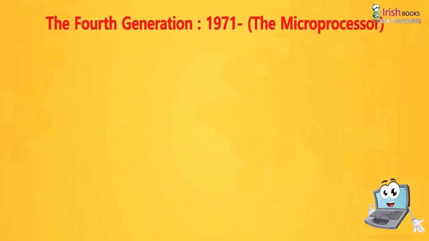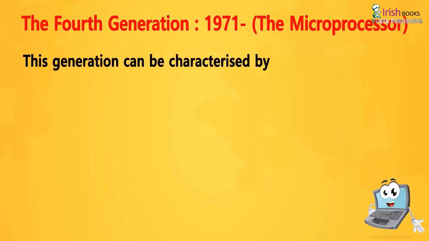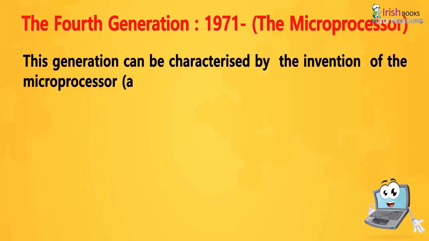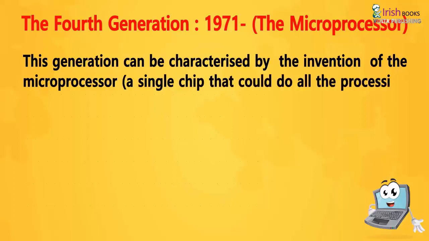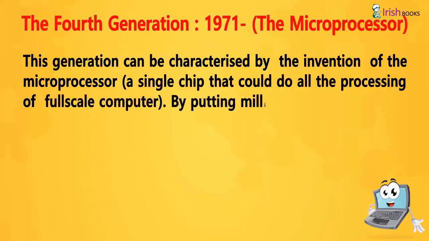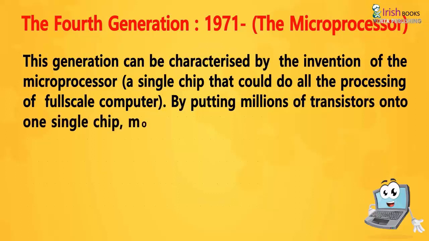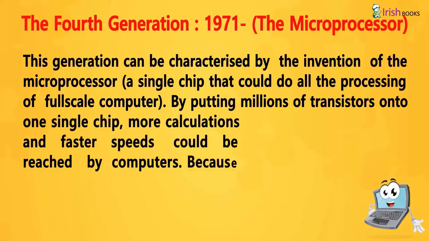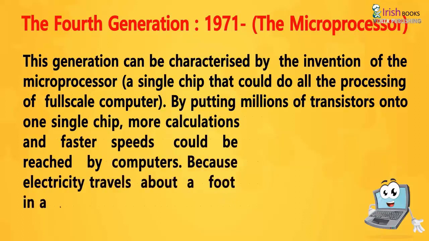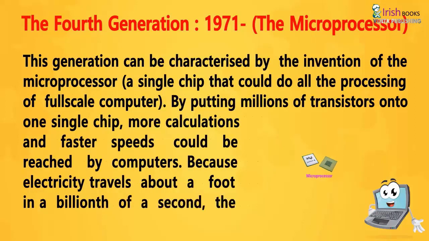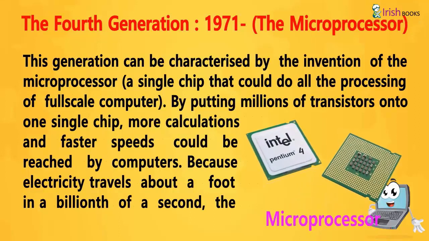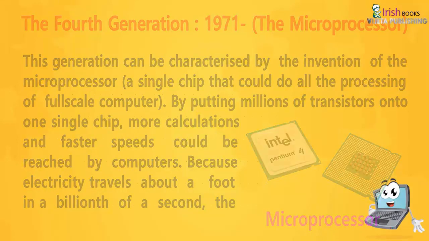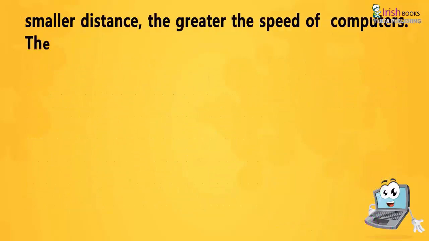The fourth generation, 1971: the microprocessor. This generation can be characterized by the invention of the microprocessor, a single chip that could do all the processing of a full-scale computer. By putting millions of transistors onto one single chip, more calculations and faster speeds could be reached by computers, because electricity travels about a foot in a billionth of a second. The smaller the distance, the greater the speed of computers.